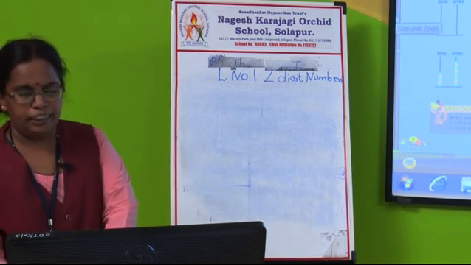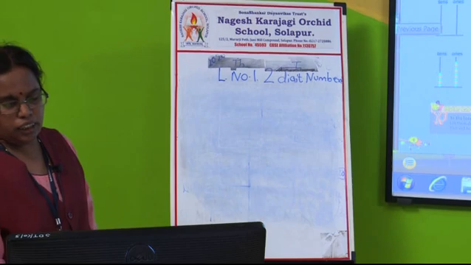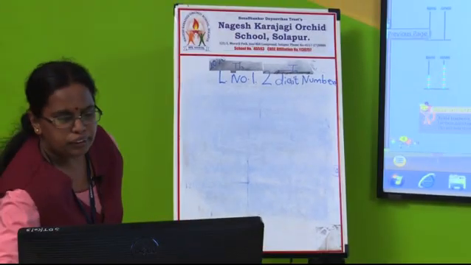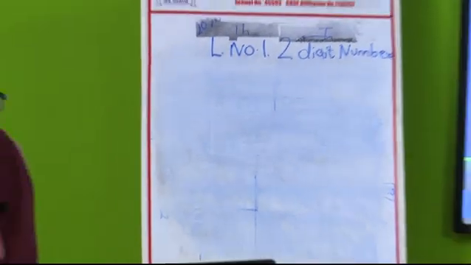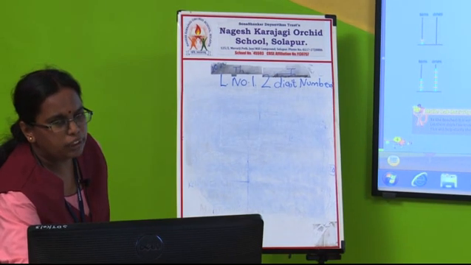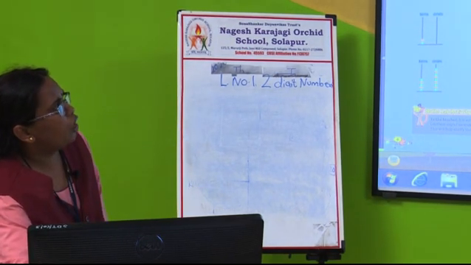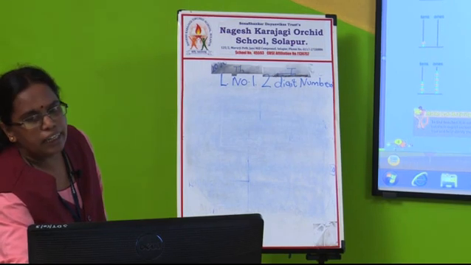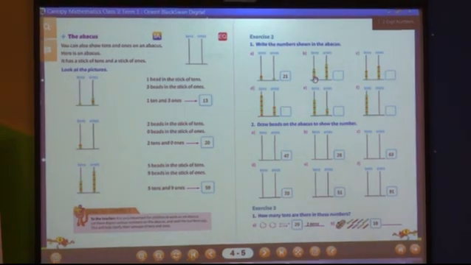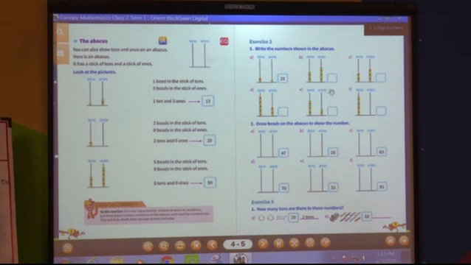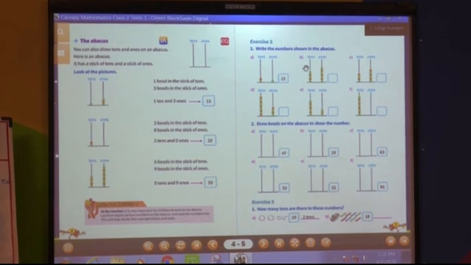Now, see here, write the number shown in the abacus. Now, first one is done for you. See here, first, here you can count 1, 2. 2 tens and ones is 1. So, it will come 21. Now, in next, we will see this. In next, how many tens are there? Count, children. Yes, 1, 2, 3, 4, 5. Okay. There are 5 tens and in this 1, 2, 3, 4, 5, 6, 7.